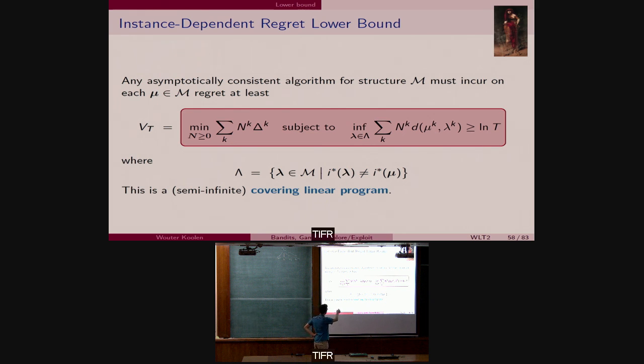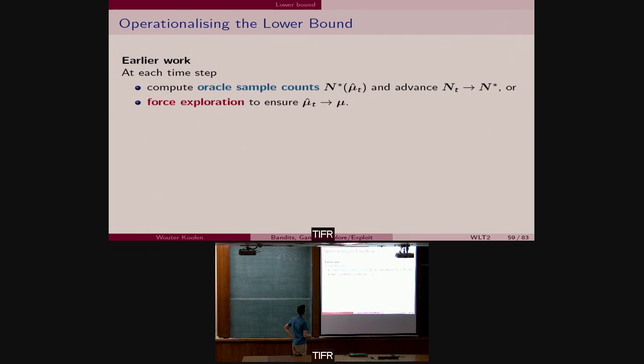Currently it's written as a single optimization of some linear objective with a constraint, but you can equivalently write it as a zero-sum game if you want, by bringing this constraint over. Okay, so we'll see that in a moment.